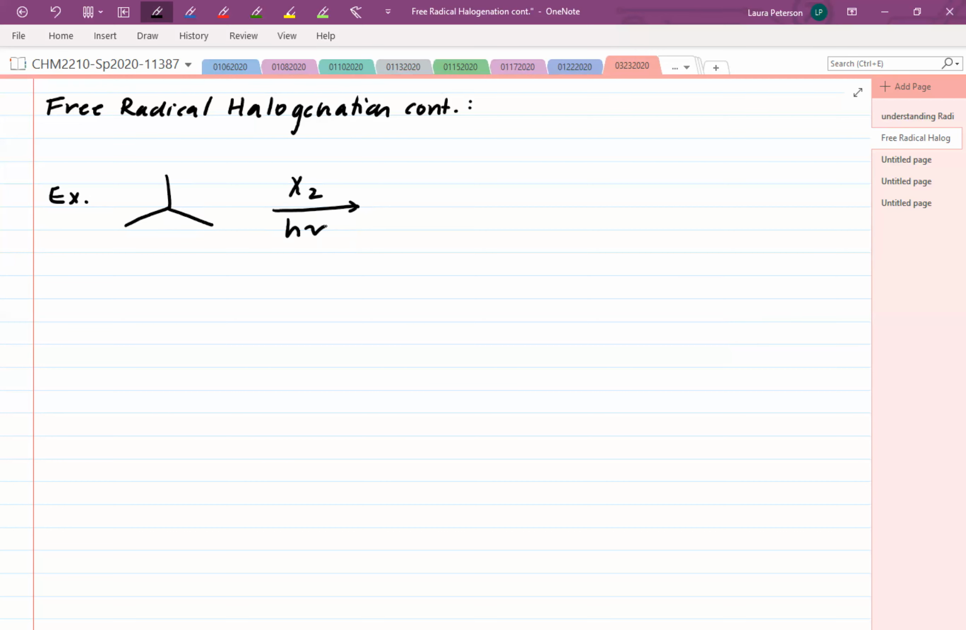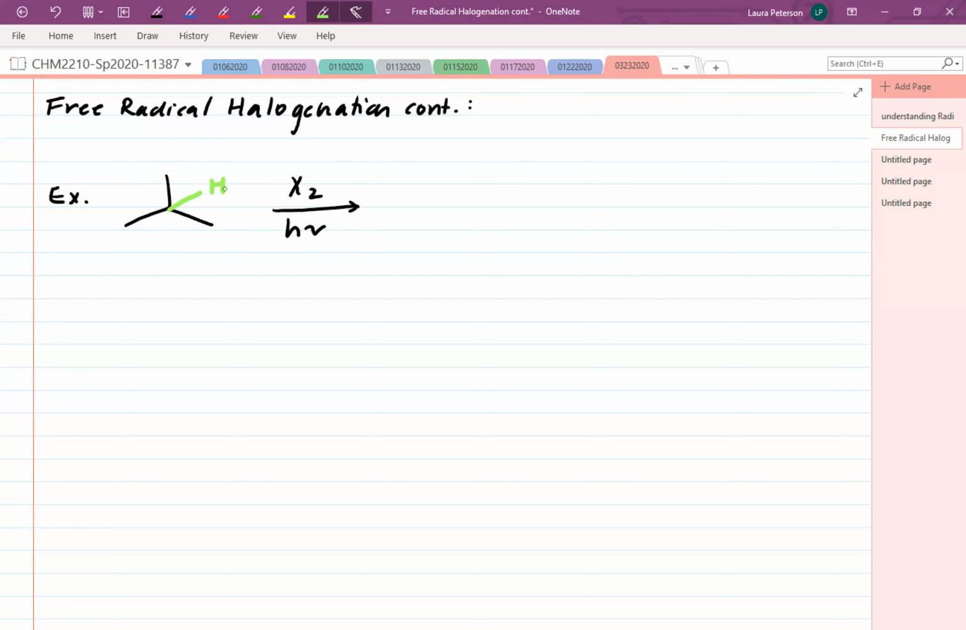Previously we just looked at methane, CH4. There was only one type of hydrogen that would give us the one product, which was CH3X, whatever X was, bromine or chlorine. In this case, notice how I have these 3 methyl groups. So the first thing we should ask is, are those 3 methyl groups equivalent or not? Well, they are equivalent. They're all attached to the same sp3 hybridized carbon. And then we also have this single hydrogen here at the tertiary position.